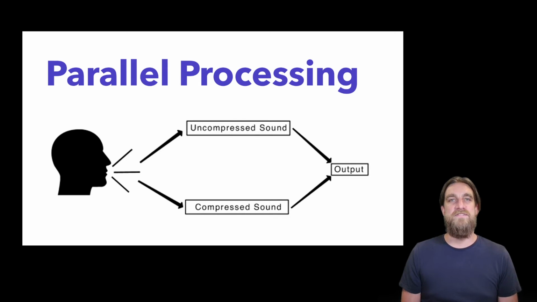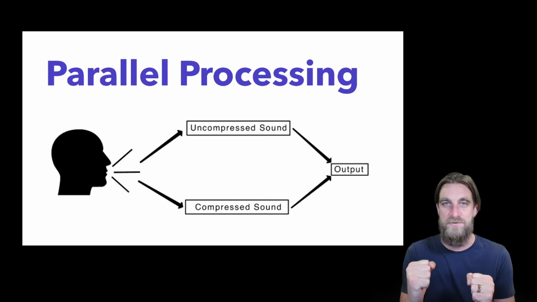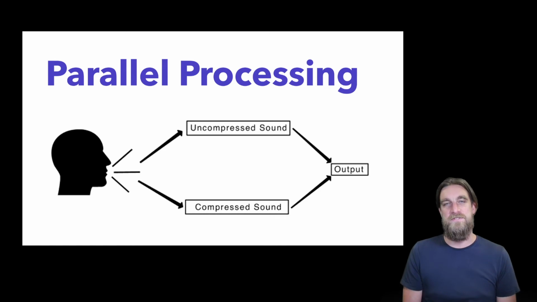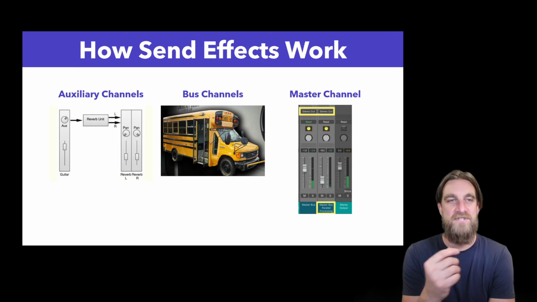But parallel processing basically just takes the original and leaves it alone, makes a copy of itself somehow, and applies different sort of processing tools there and mixes it in with the original. So that gives us parallel processing. So how exactly do send effects work?